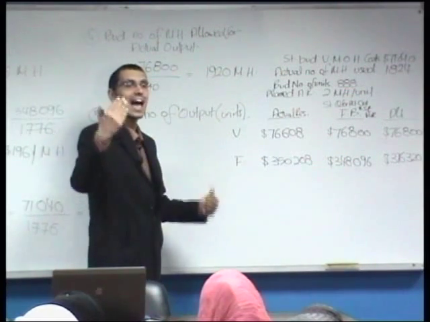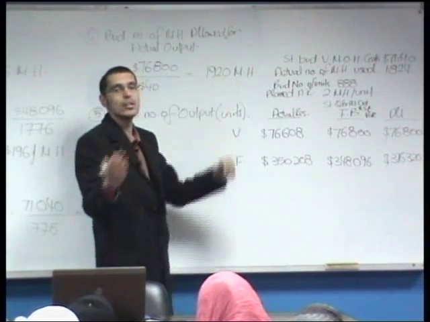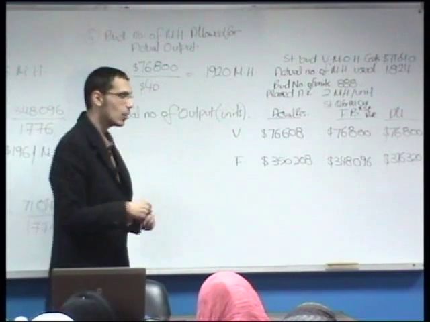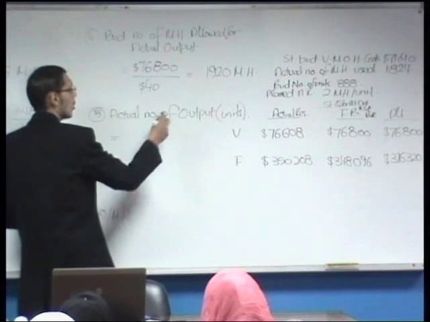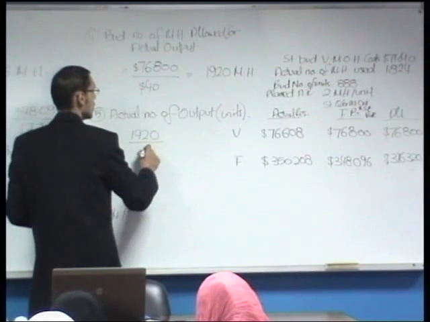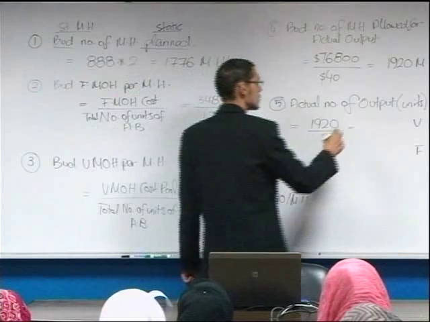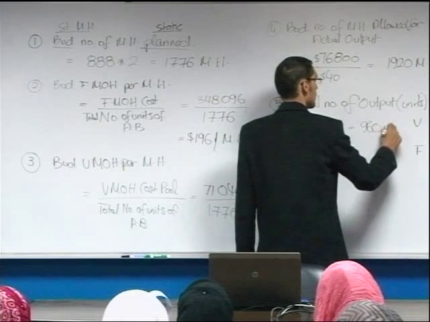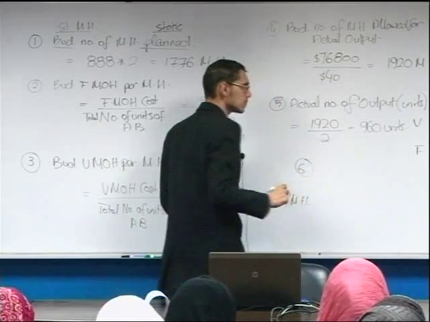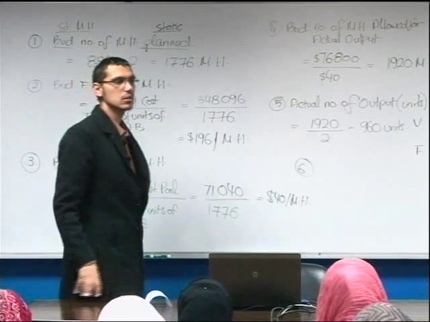Therefore, in order to know the actual output, I would divide the 1,920 machine hours by the 2 standard machine hours to produce 1 unit of the output. Therefore, the actual number of output units would be 1,920 machine hours divided by 2. It would equal 960 units. Any questions? Do you have any questions?